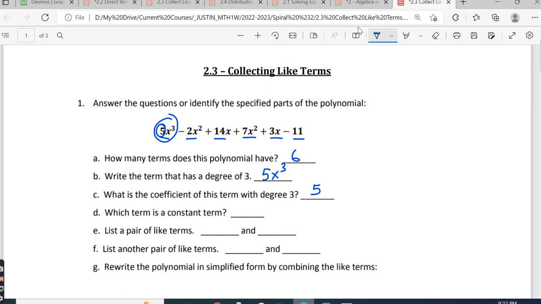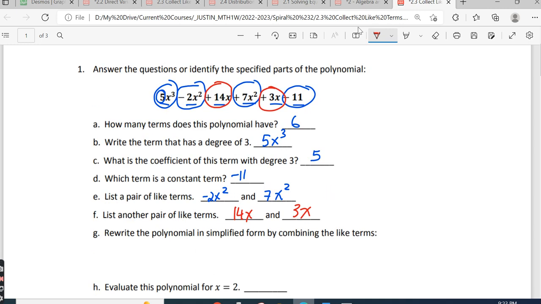Which term is the constant term? The constant term is the term with a number and no variable attached. In this case, it's negative 11. List a pair of like terms. Here's one right there: negative 2x squared and positive 7x squared. List another pair of like terms: 14x and positive 3x, both positive.